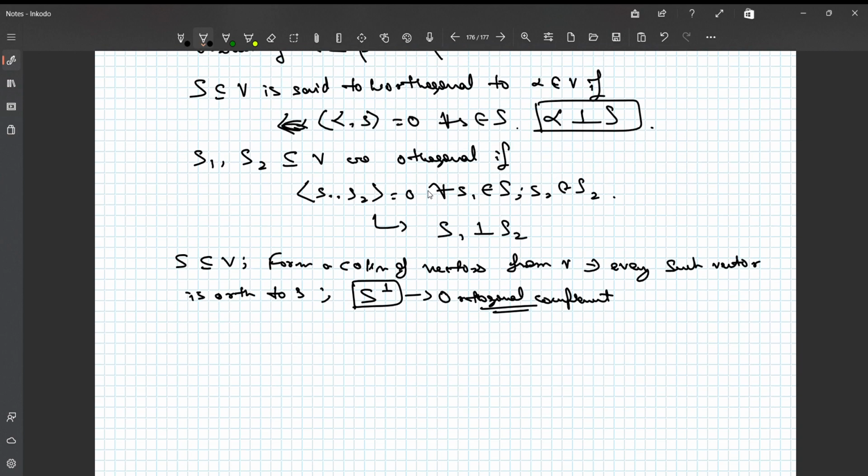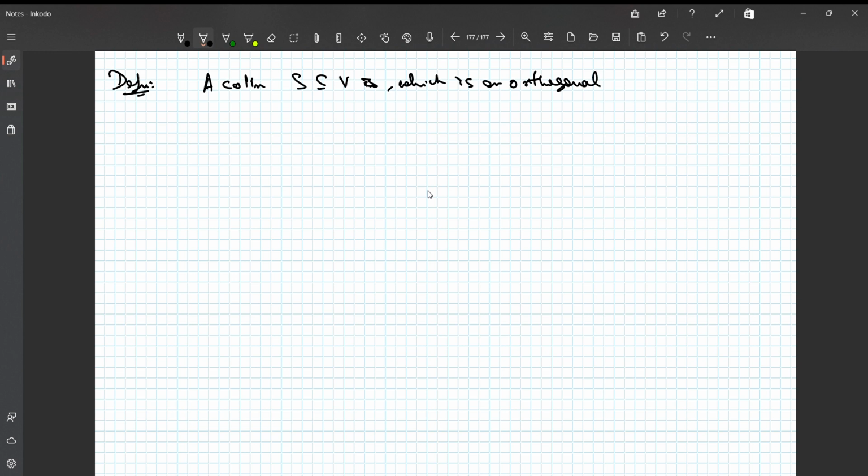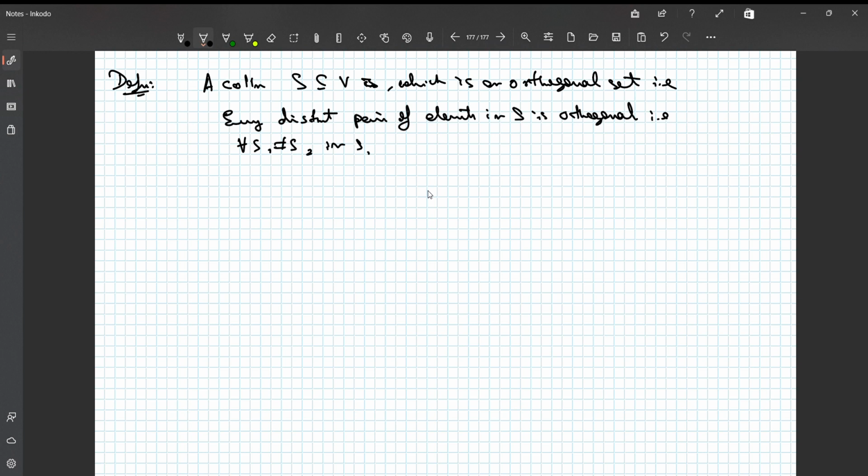Okay, so we can also further extend this concept of orthogonality to something which we call orthonormality. So what is orthonormality? A collection S in V which is an orthogonal set. What do I mean by an orthogonal set? That is, every distinct pair of elements in S is orthogonal to each other. That is, for all s1 not equal to s2 in S, the inner product of s1 and s2 is 0, if all pairs of distinct vectors in S are orthogonal.